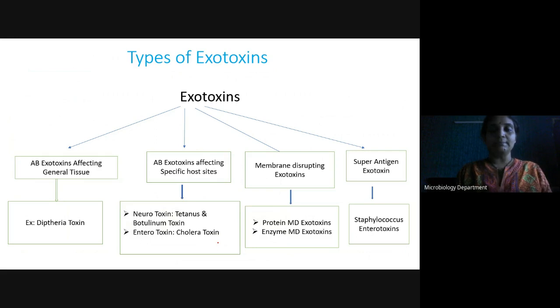And membrane disrupting exotoxins, there are two types again: protein membrane disrupting exotoxins and enzyme membrane disrupting exotoxins. And the next type is super antigen exotoxins. Staphylococcus enterotoxins come under this category. This is the broad classification of exotoxins produced by bacteria.